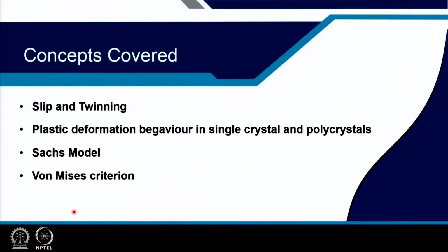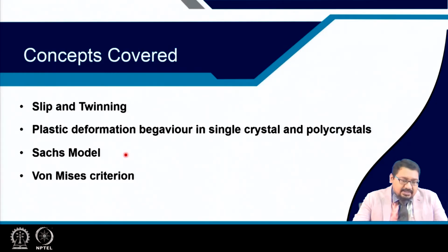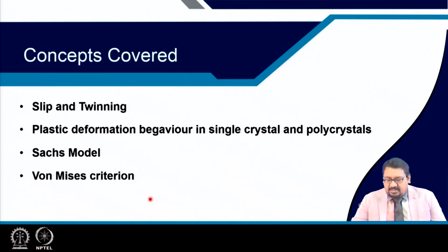So, the concepts that will be covered in this lecture are slip and twinning mechanism in deformation, plastic deformation behavior in single crystals and in polycrystals, and we will cover Sachs model, which is basically utilizing Schmid factor for a certain slip system to observe the plastic deformation, and then finally, the von Mises criterion.